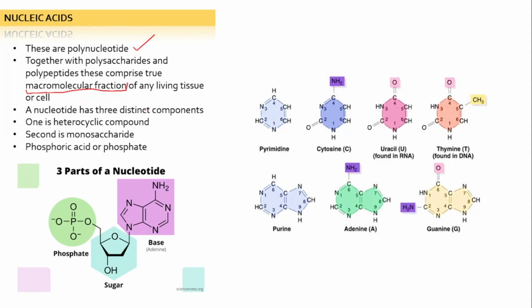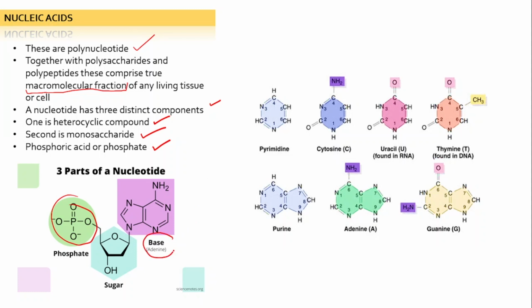A nucleotide has three distinct components: one is a heterocyclic compound, second is a monosaccharide, and third is phosphoric acid as the phosphate. So a nucleotide should contain all three. You can see the example below, the three parts of the nucleotide. Here we have a phosphate group, here the sugar, and here a base, that is adenine.